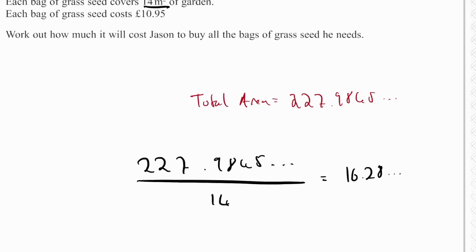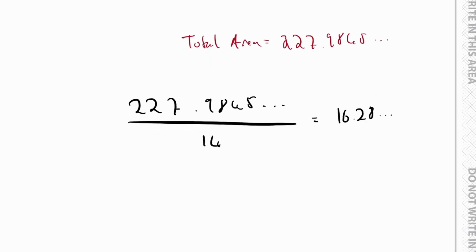And if you need 16.28 bags, then basically the total number of bags that you need is going to be 17, right? Because you can't buy a fraction of a bag, so you need to round this up. And you can't round it down to 16 because you won't have quite enough, because you need a little bit more than 16 bags. So you need 17 bags total.